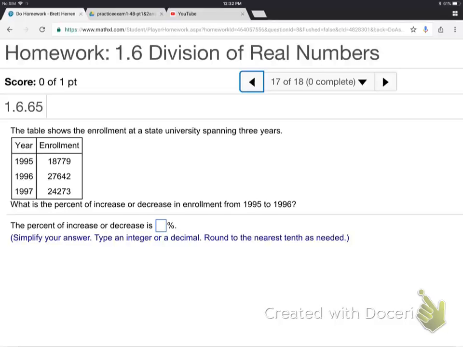All right. Okay, so they're asking for percent increase, decrease from 95 to 96. So that means we don't need this information at all. That's just like extra unneeded information. They're not even asking us about 1997. They're just saying from 1995 to 1996, looks like enrollment went from 18,000 whatever to 27,000. So it went up quite a bit. They're asking me, what's the percentage of increase?